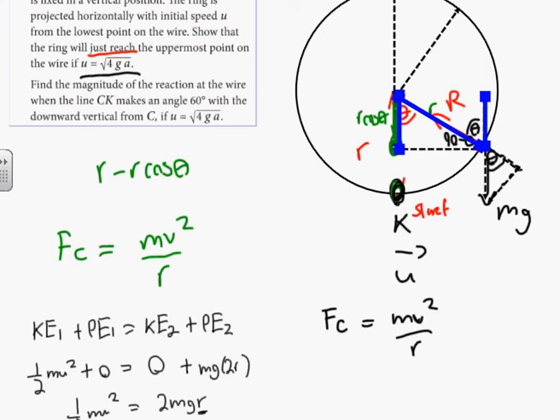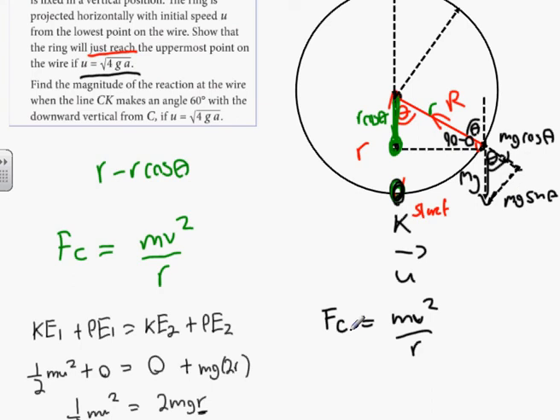Now, what happens is this mg, the mg is here. What does that make this component here? Mg sine theta or mg cos theta? Mg cos theta. This component here, mg sine theta.